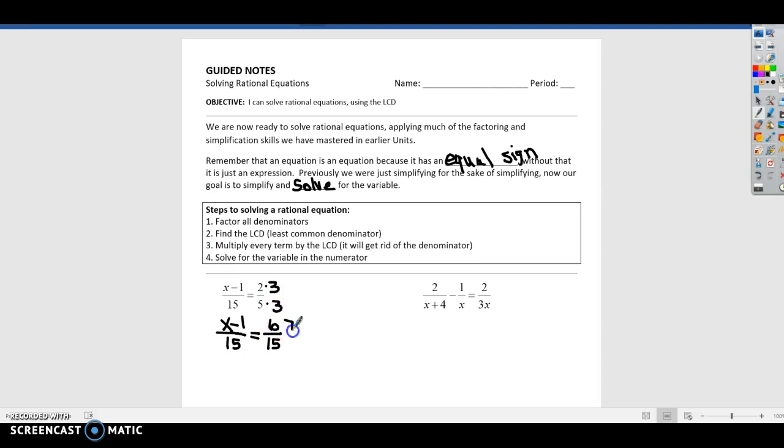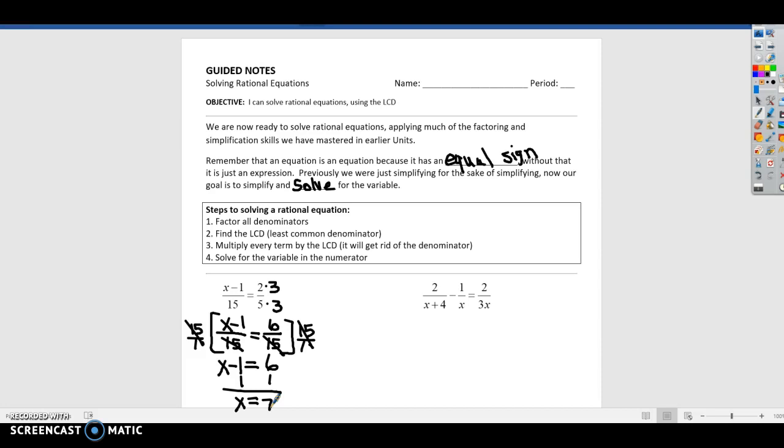Now it says multiply each term by the least common denominator. When we do that, we're multiplying by a number over 1. So this is on top, this is on bottom. So essentially 15 divided by 15 equals 1, or they cancel out. We're left with the numerator. So x minus 1 equals 6. Add 1, x equals 7 for this first one. Okay?